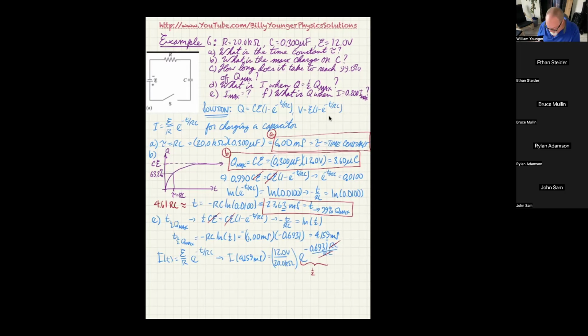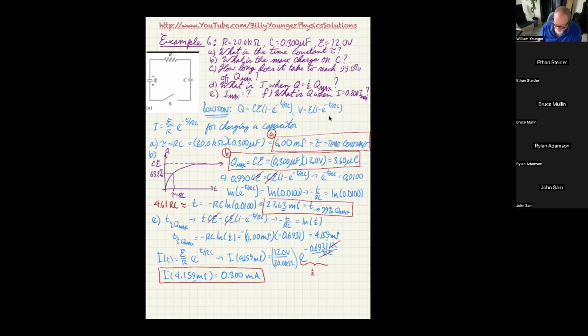Okay. So that's just 1/2 of 12 divided by 20, which is obviously 0.6. So this is going to be I of 4.159 milliseconds is equal to 0.300 milliamps. Anybody have any questions on that?